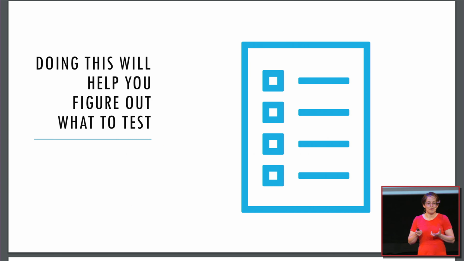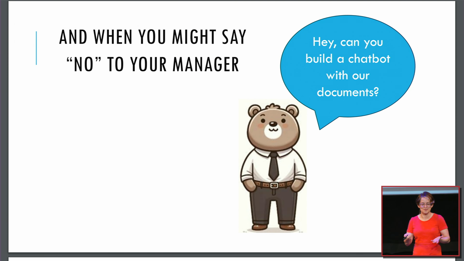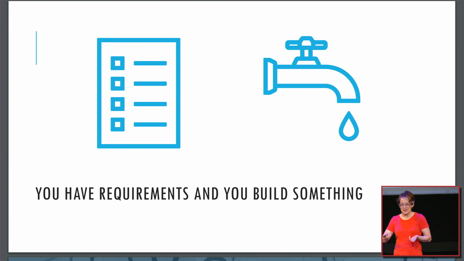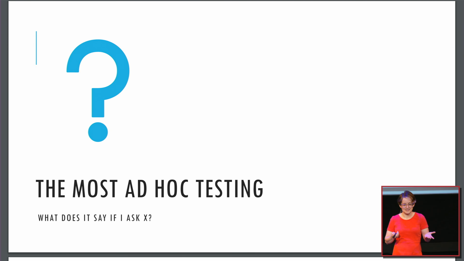Okay, so when you have an actual requirements gathering process, when you talk to your users or you use materials you already had to figure out what you wanted this tool to do, this will really help you, like with any kind of software, this will help you figure out what to test when you're creating your product. And also when you might say no to your manager when they ask you this, because you built the thing and you had the requirements and it didn't meet the requirements. Okay, so you have some requirements, you build something. Now what?